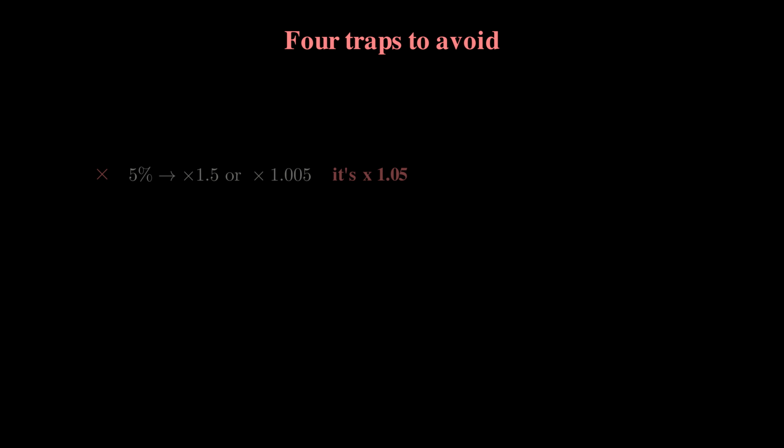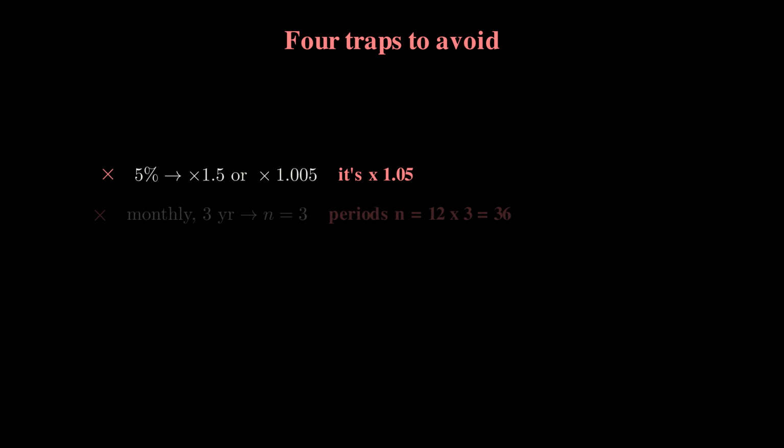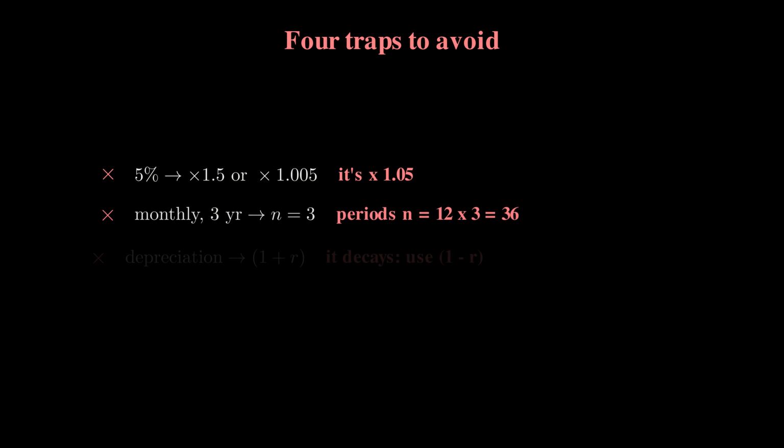4 traps before we finish. 1. The multiplier. 5% means times 1.05, not 1.5 and not 1.005. Turn the percentage into a decimal carefully. 2. Under non-annual compounding, count periods, not years. Monthly for 3 years is 36 periods, not 3. 3. For depreciation, use 1 minus r, not 1 plus r. The value is falling, so you must multiply by less than 1.